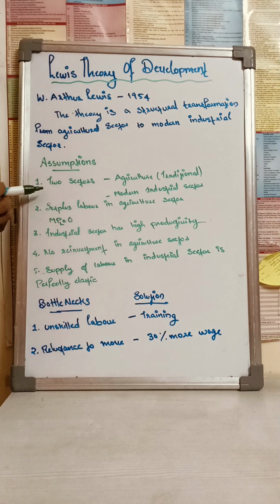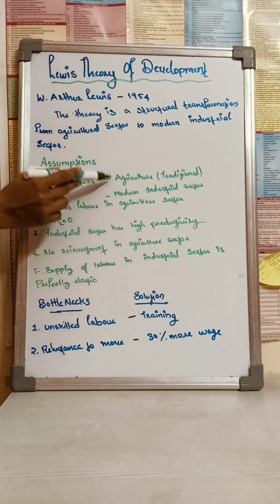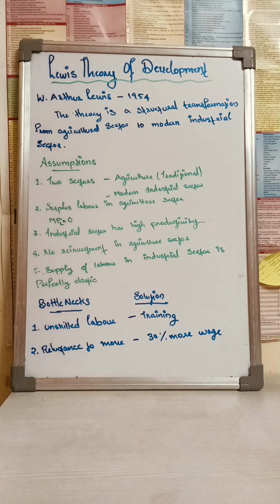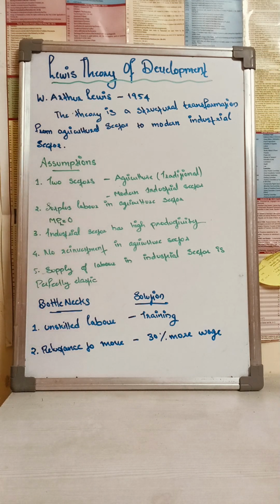First assumption is that there are two sectors, the agriculture sector and the industrial sector. The agriculture sector is traditional. A traditional agriculture sector would have surplus labor, it will be labor intensive, and there wouldn't be any technology or machinery being used in the sector. And the transformation is to be done to the modern industrial sector, which has modern technology, machinery and which is in need of labor.